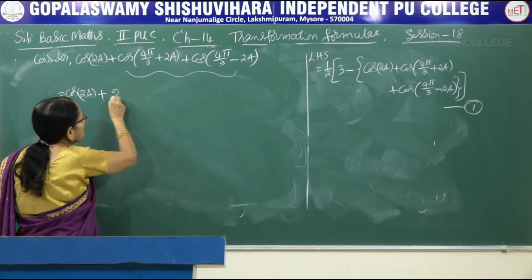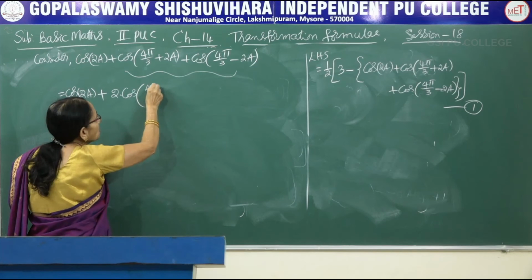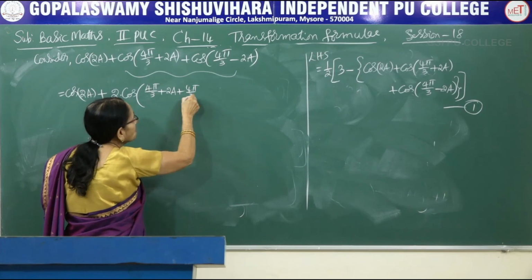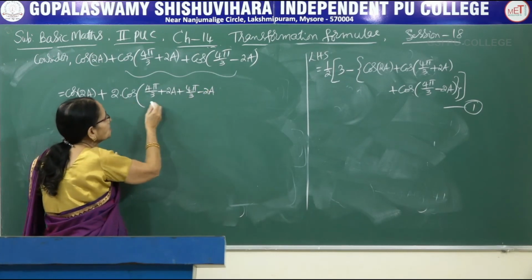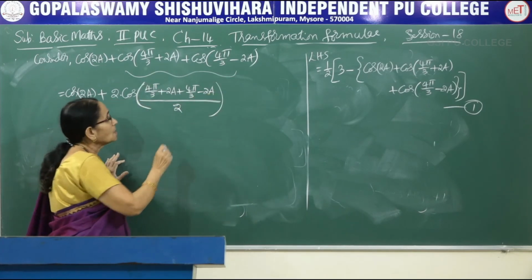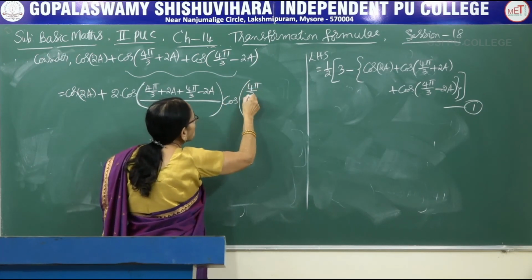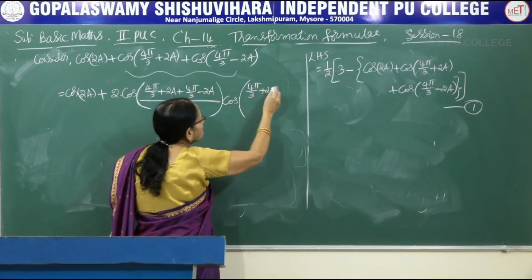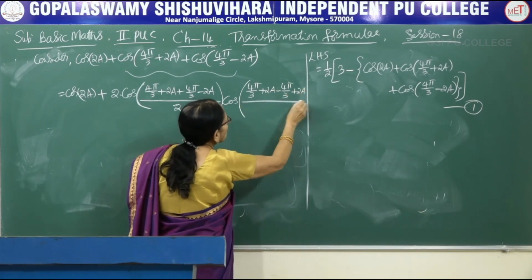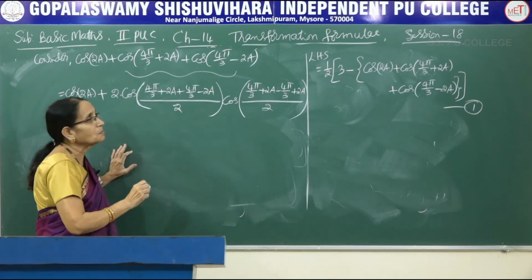Now cos C plus cos D is 2 into cos of (C plus D) by 2, where C is 4 pi by 3 plus 2a and D is 4 pi by 3 minus 2a, divided by 2, into cos of (C minus D) by 2. What is C minus D? 4 pi by 3 plus 2a minus 4 pi by 3 plus 2a, the whole thing divided by 2.